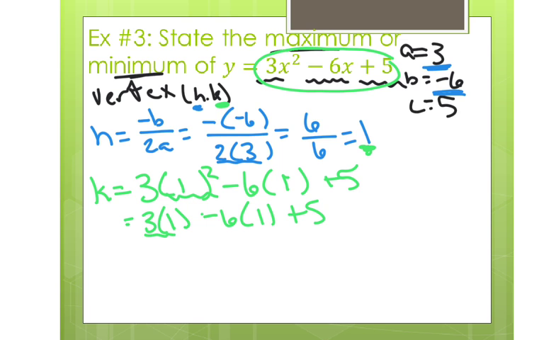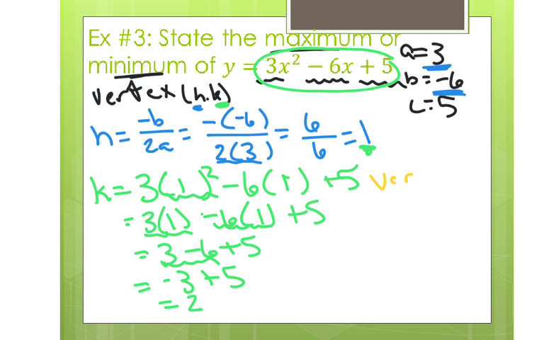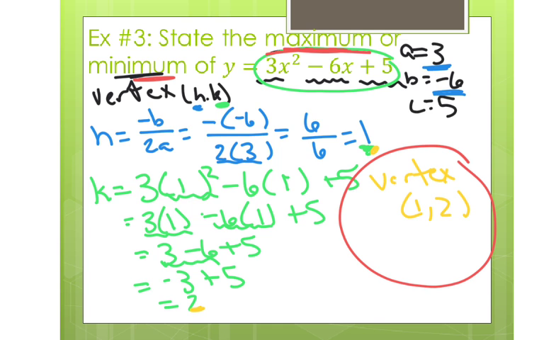And then left to right, 3 times 1 is 3. Negative 6 times 1 is negative 6. Bring down that plus 5. Left to right again, 3 minus 6 is negative 3. And then negative 3 plus 5 is positive 2. So that means that our vertex is going to be h, which is positive 1, and k, which is positive 2. But the question is state the max or the min. So our vertex is 1, 2.